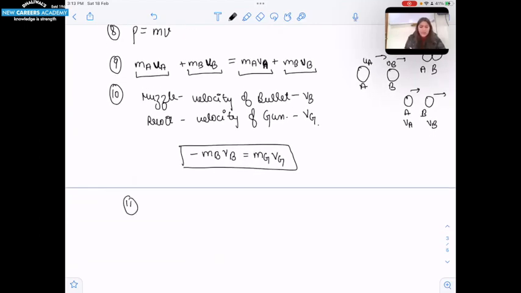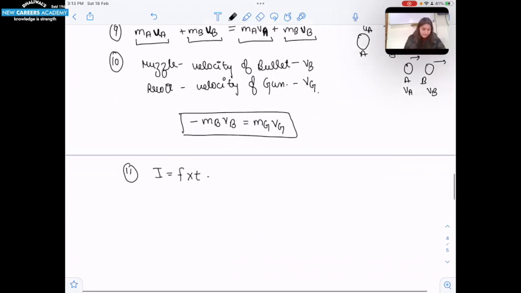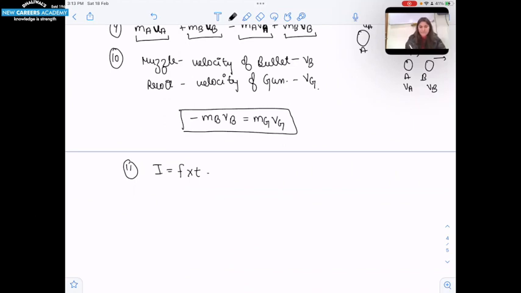Next formula is the formula for impulse. Impulse is a force acting for a very short duration. So I is equal to F into T. All these formulas are from the motion and laws of motion chapter.